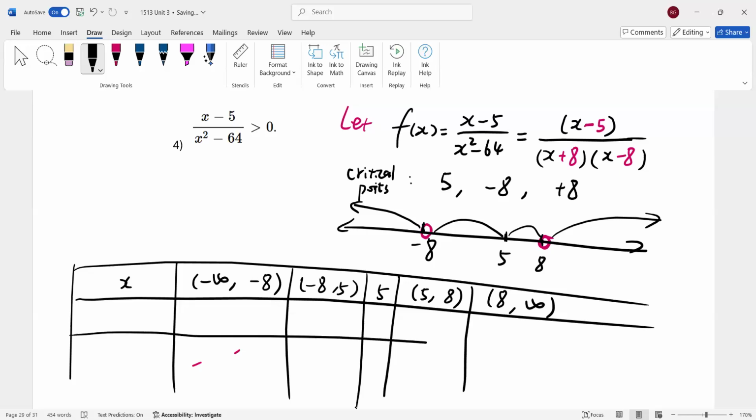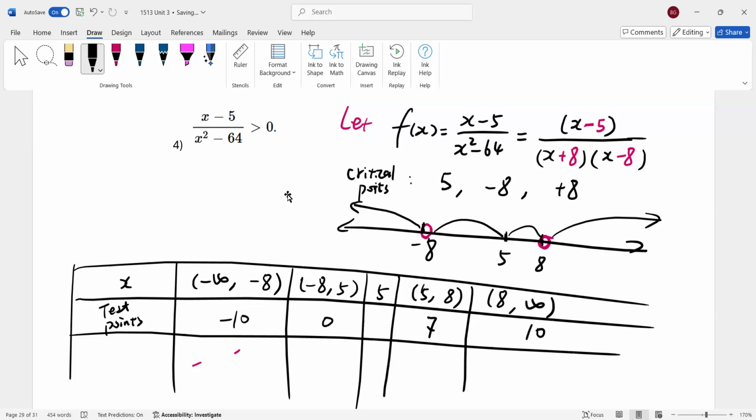And in the next row we are going to find a testing point for the intervals only, okay? For the intervals only. From negative infinity to negative 8, I'll try negative 10. From negative 8 to positive 5, I'll do 0. From 5 to 8, that's a tricky one, right? From 5 to 8, which number is convenient? Either 6 or 7. Let's do 7. From 8 to infinity, we do 10, right?